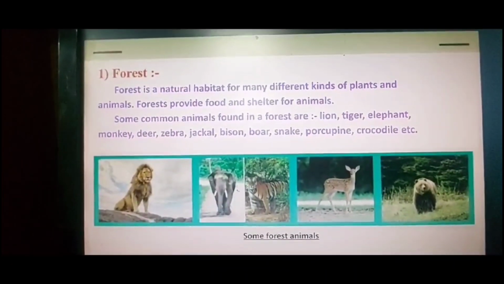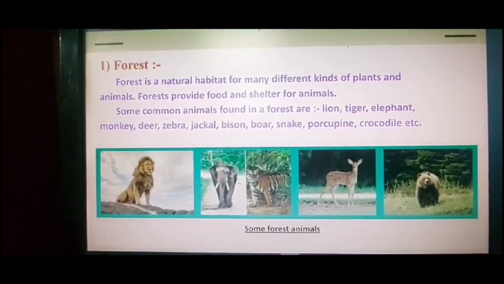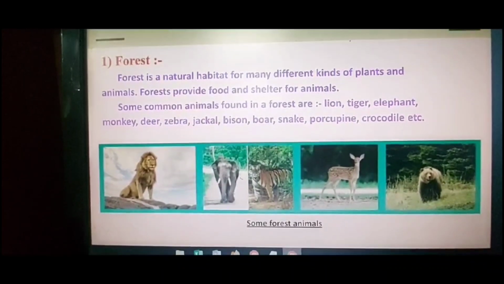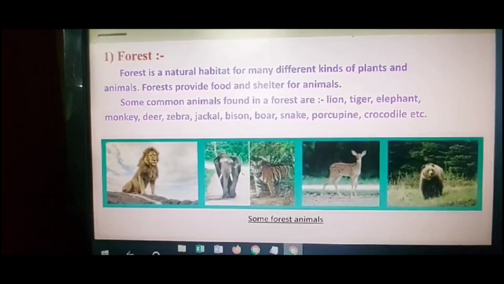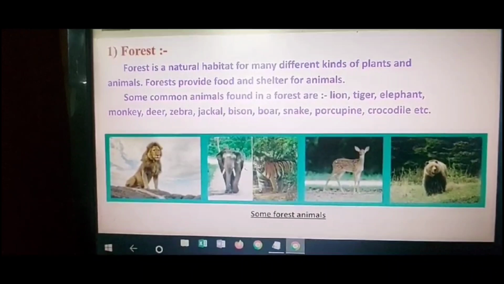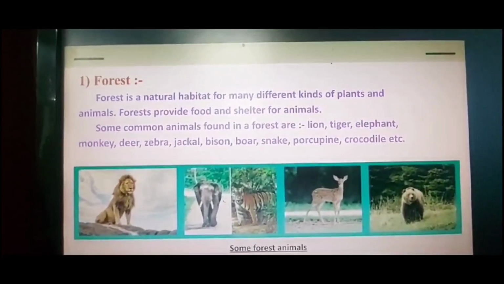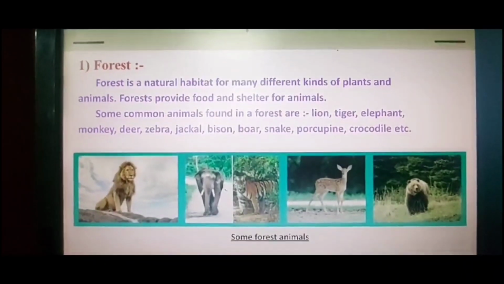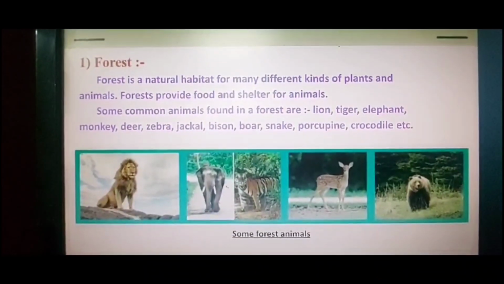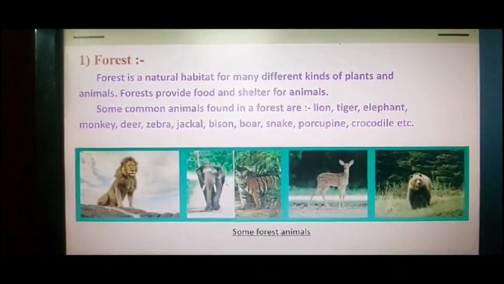So now look at this slide, children. The very first thing is the definition of forest. What exactly is it? A natural habitat. So you should know what actually a habitat is. It is a dwelling unit, and the place where you get the food and the shelter. So these two words are very important.